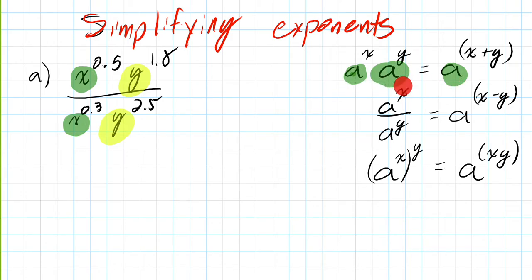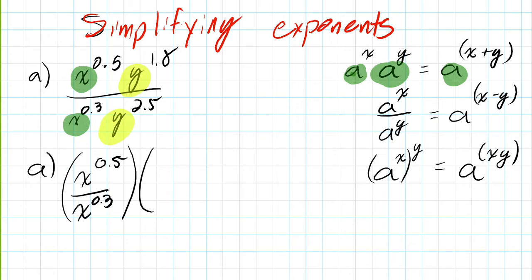We can't use this rule here because there is no multiplication between variables that have the same base. Because x and y don't have the same base, I can't go across the numerator here. I can only go up and down, or division. So I'm going to put little sets of brackets that'll help us keep track of what we're focusing on. So we have x to the 0.5 over x to the 0.3. And we can split it like this because it's still multiplication.